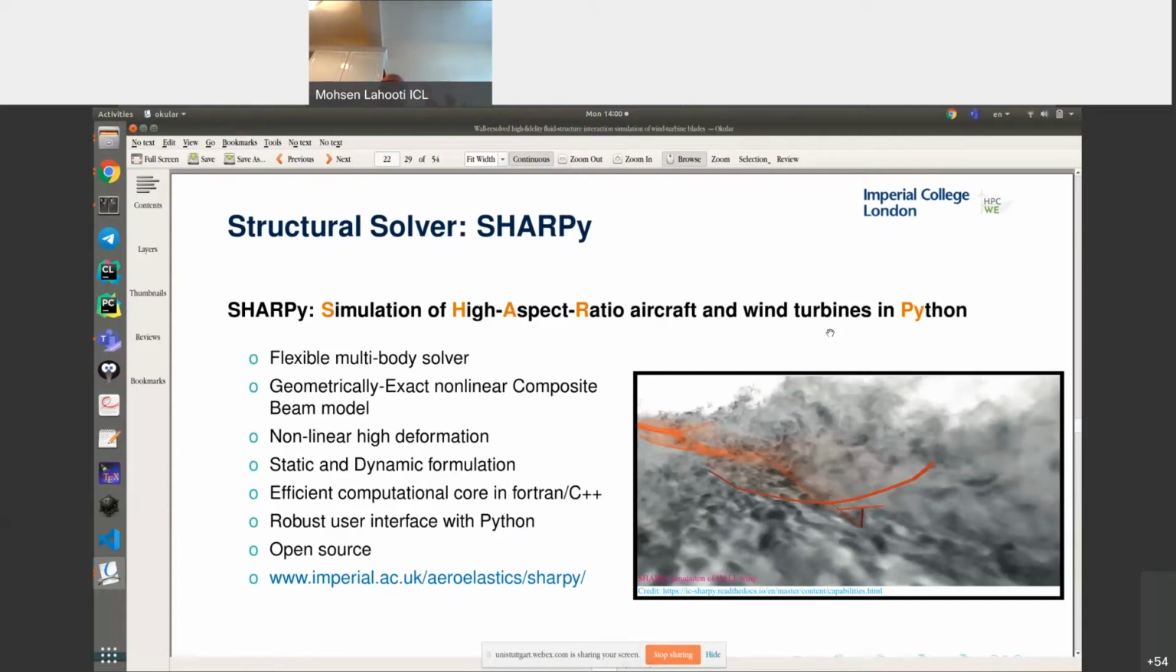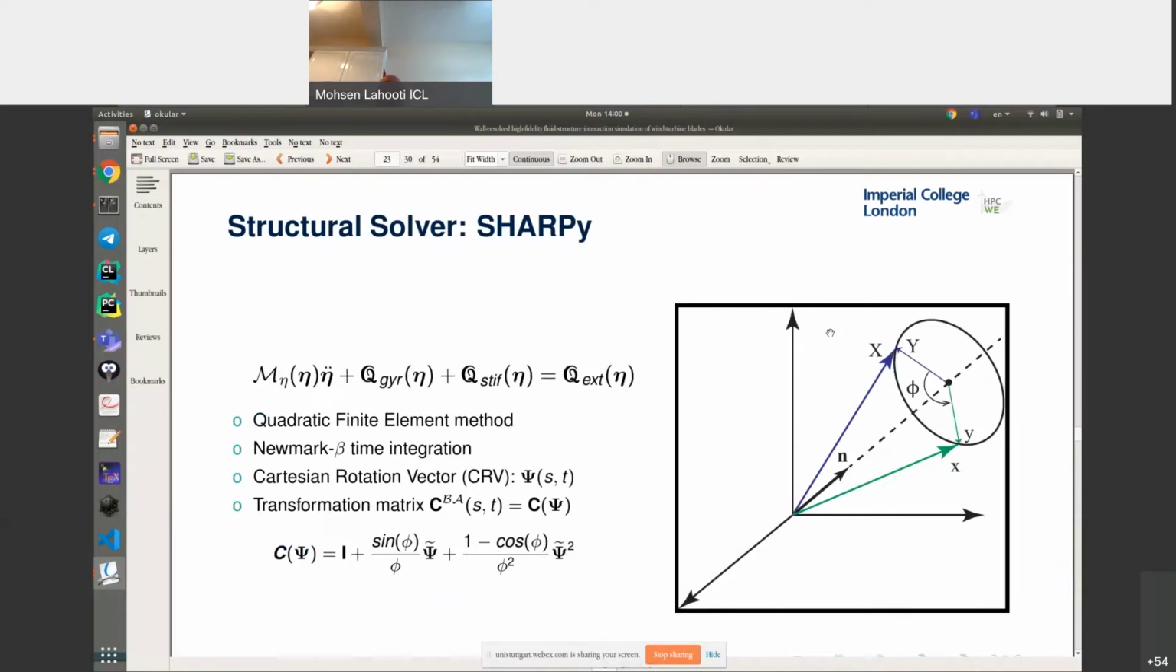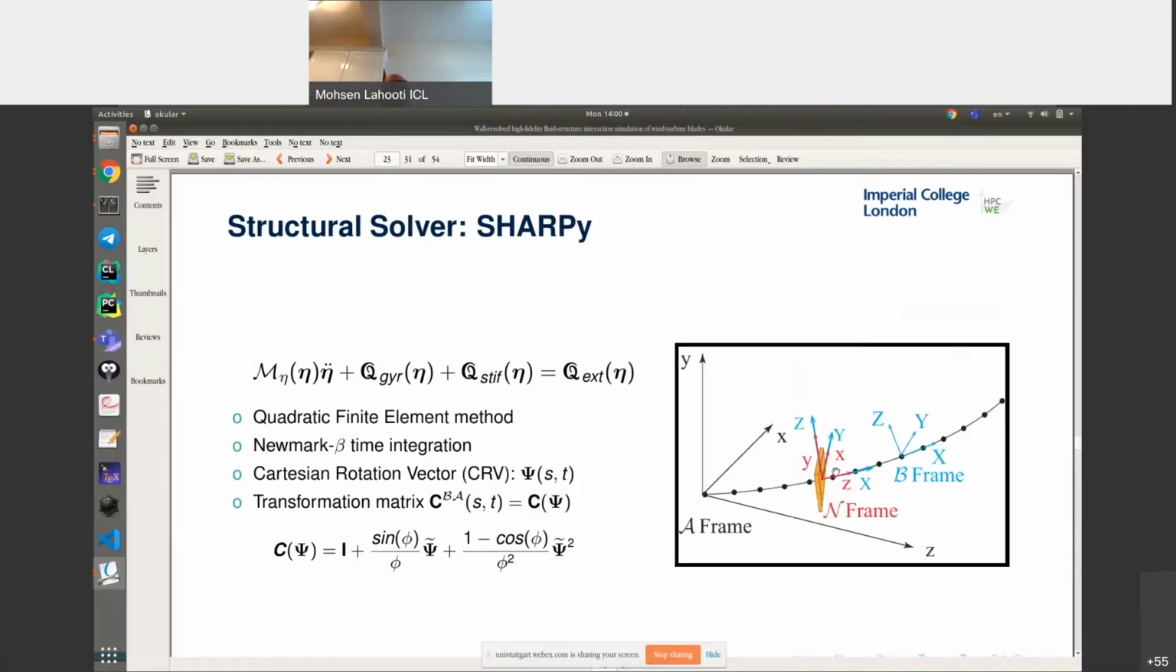We use the beam solver of this as a library and integrate it with the flow solver in Nektar++ for our simulation. So generally in SHARPy, the beam equation is solved with a quadratic finite element method and Newmark-beta time integration. An important property that we have from SHARPy is the Cartesian rotation vector, which allows us to express any rotation by an angle of rotation and the orientation.